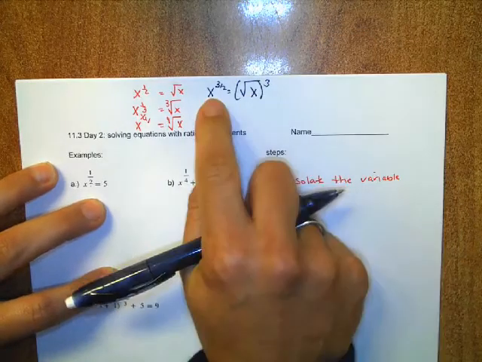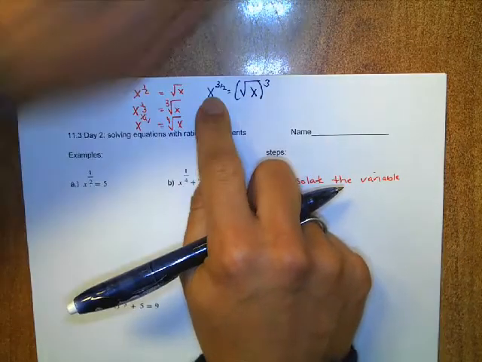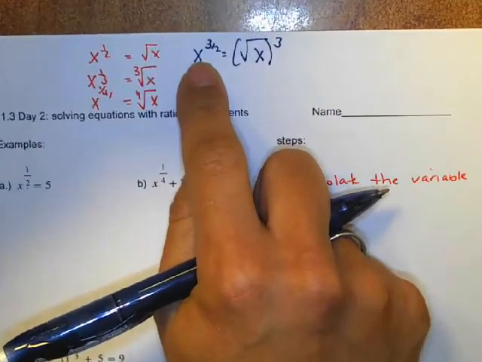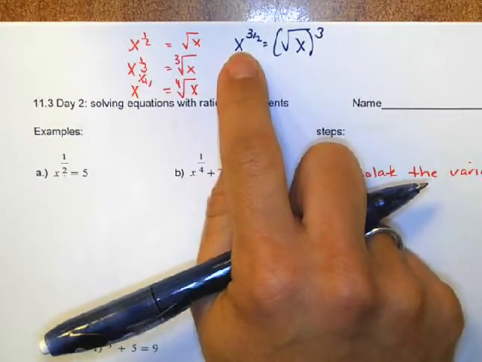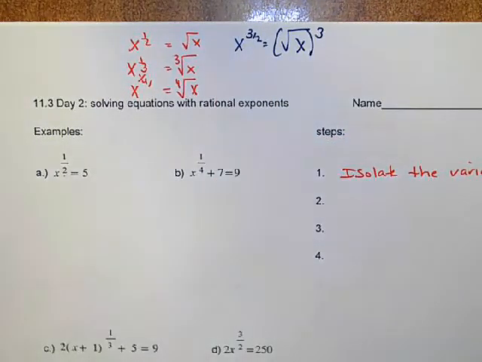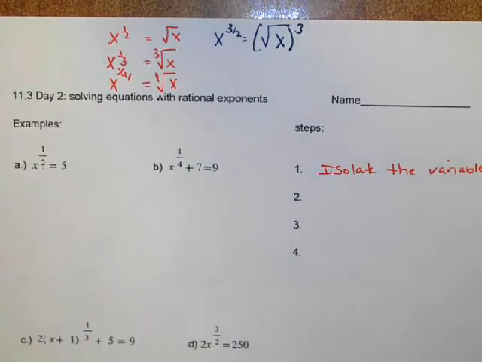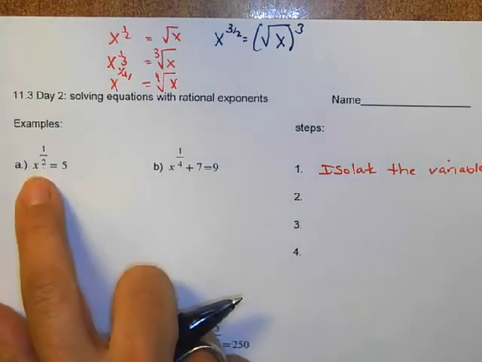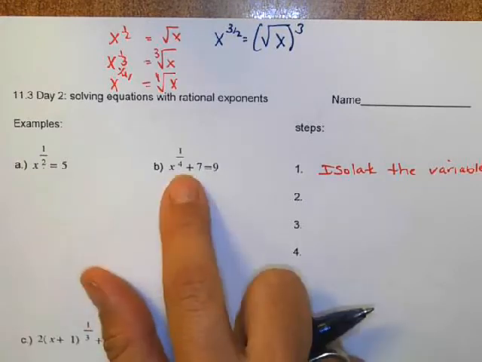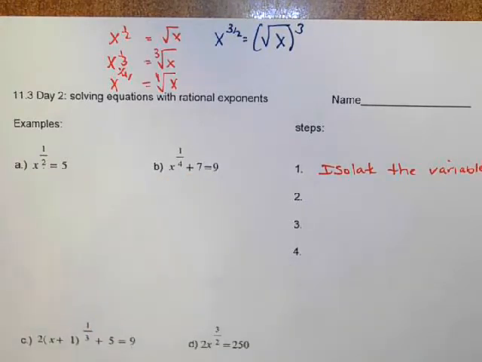So this is really what we're going to concentrate on today, is using rational exponents, and rational just means that you have a fraction up there. Okay? So step number 1 is going to stay the same. We're going to isolate the variable. So in this example A, it's already isolated. In example B, I'm going to have to get rid of that 7. And so some of these questions have them isolated already.